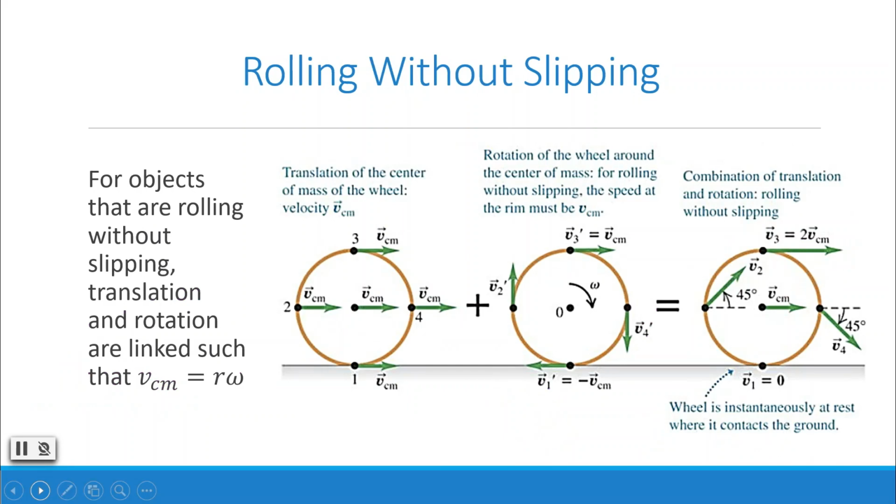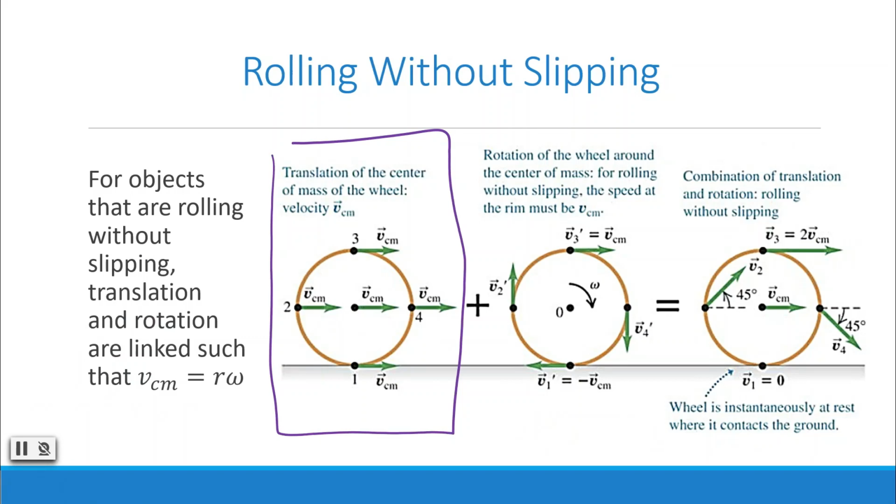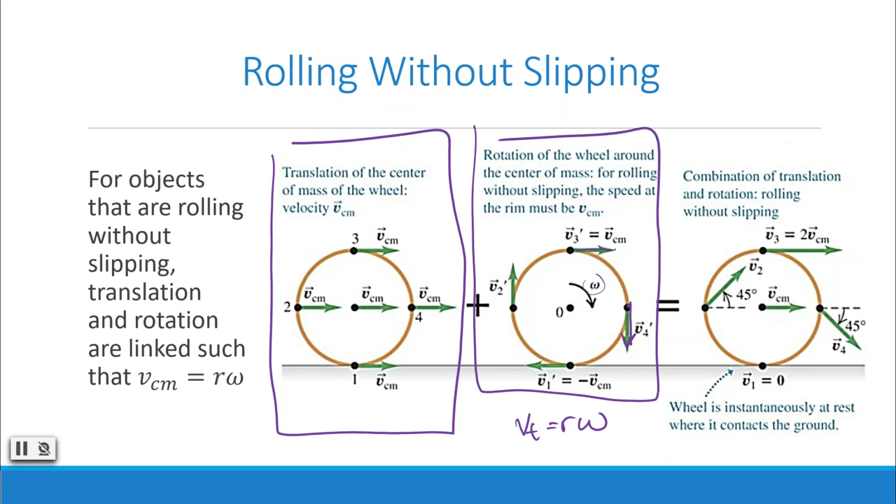So when we start looking at rolling, it's a combination of translation and rotation. Translation says if the object was just sliding, moving horizontally and not rolling, then every point on the wheel is going to have the same velocity as the center of mass. If the object was rotating with some omega, then every point on the rim is going to have a tangential velocity, equal to r times omega. So pure rotation says that each point on the rim has a linear speed equal to r times omega.